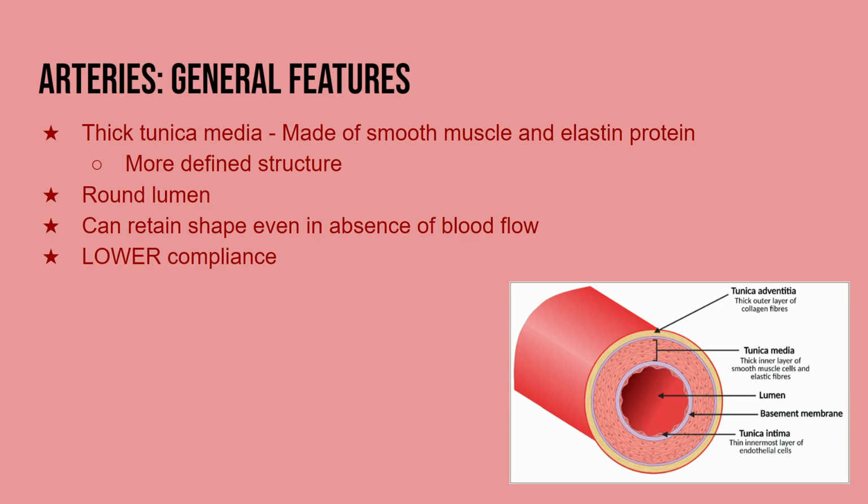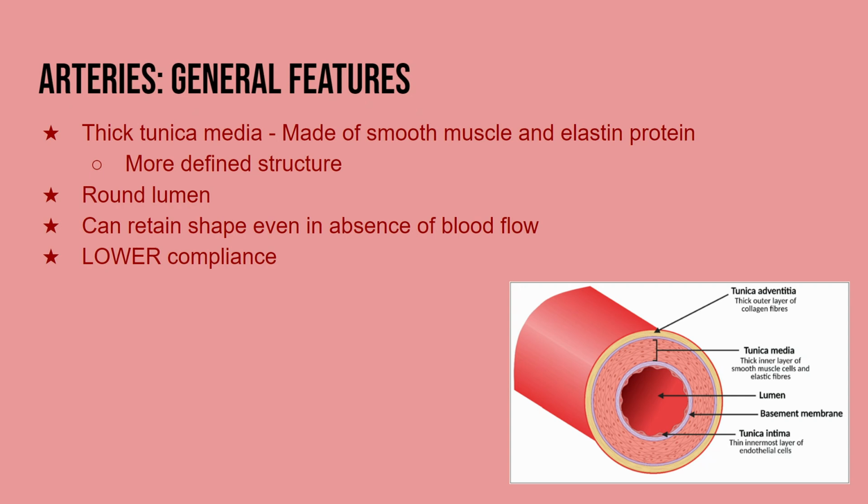Okay, so now I'm going to go into each vessel individually. First we have arteries, and this is some general features. They have a thick tunica media, which is the middle layer of the artery wall. And this is made of smooth muscle and elastin protein.